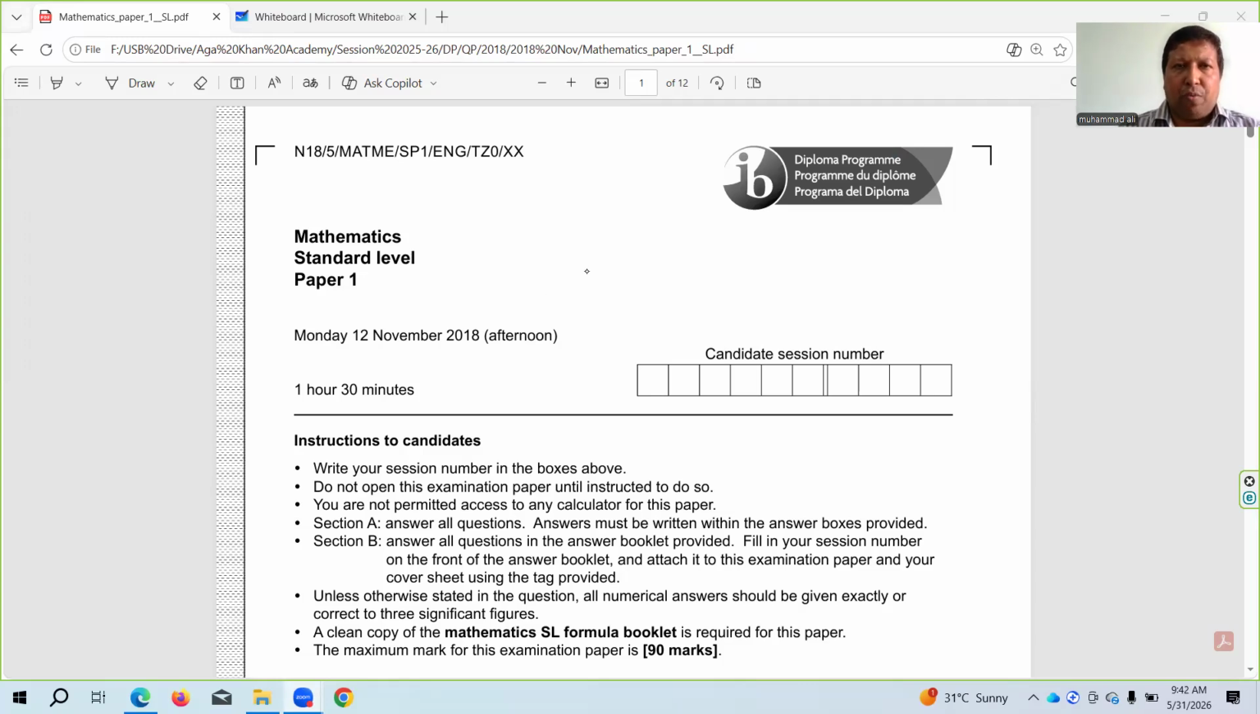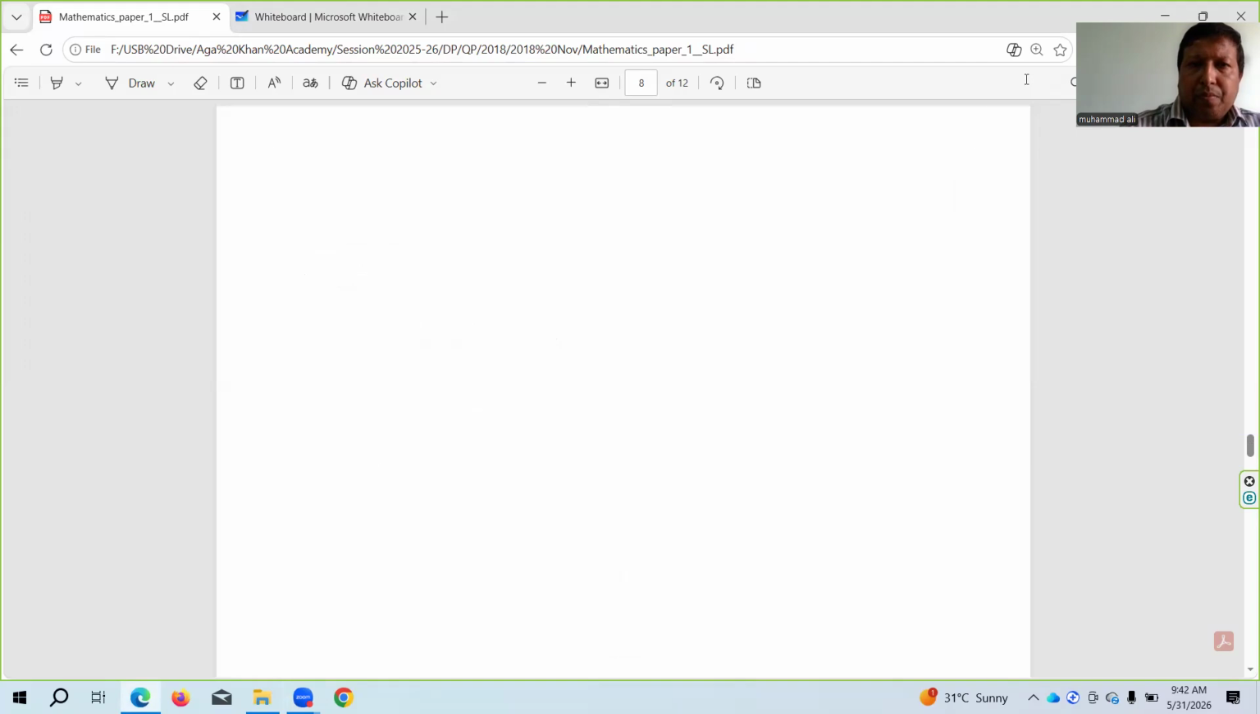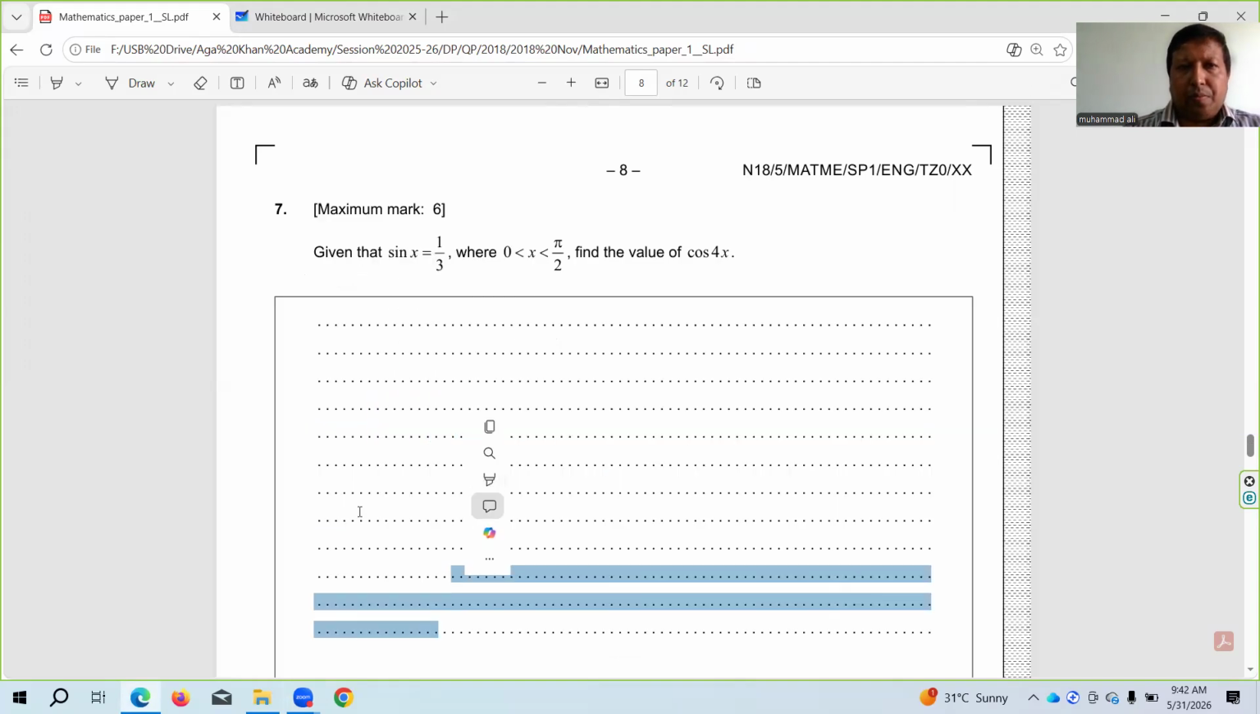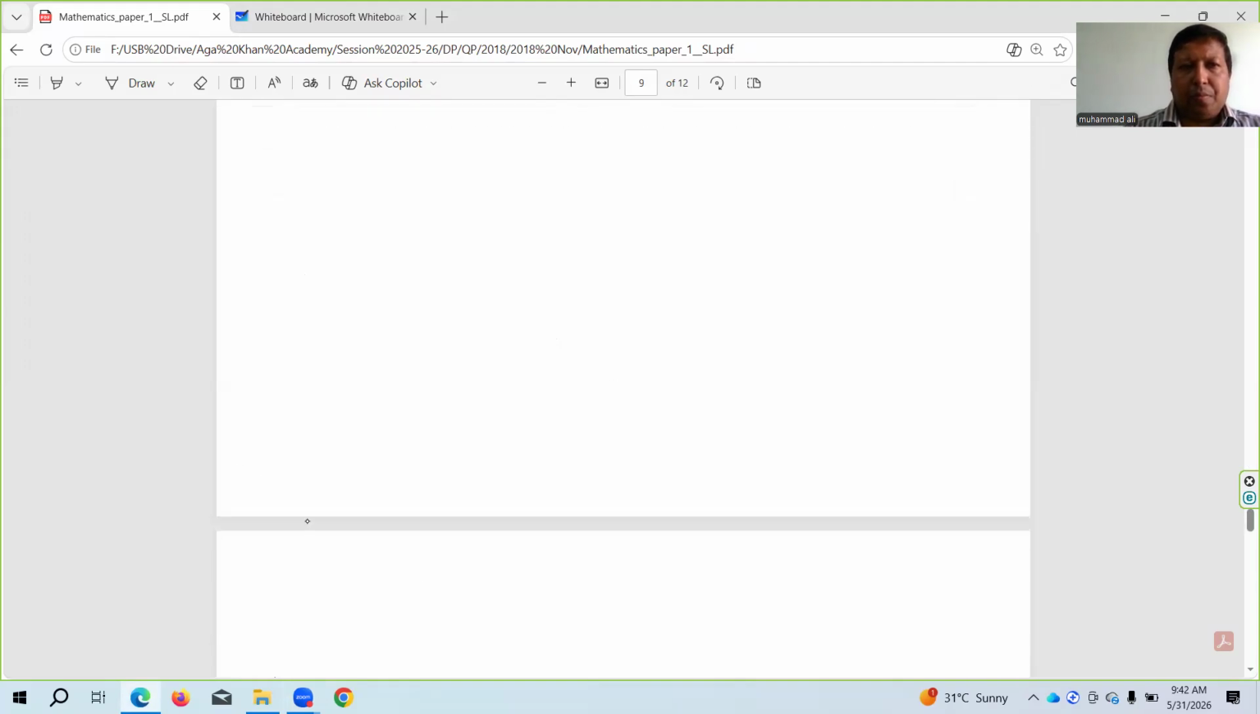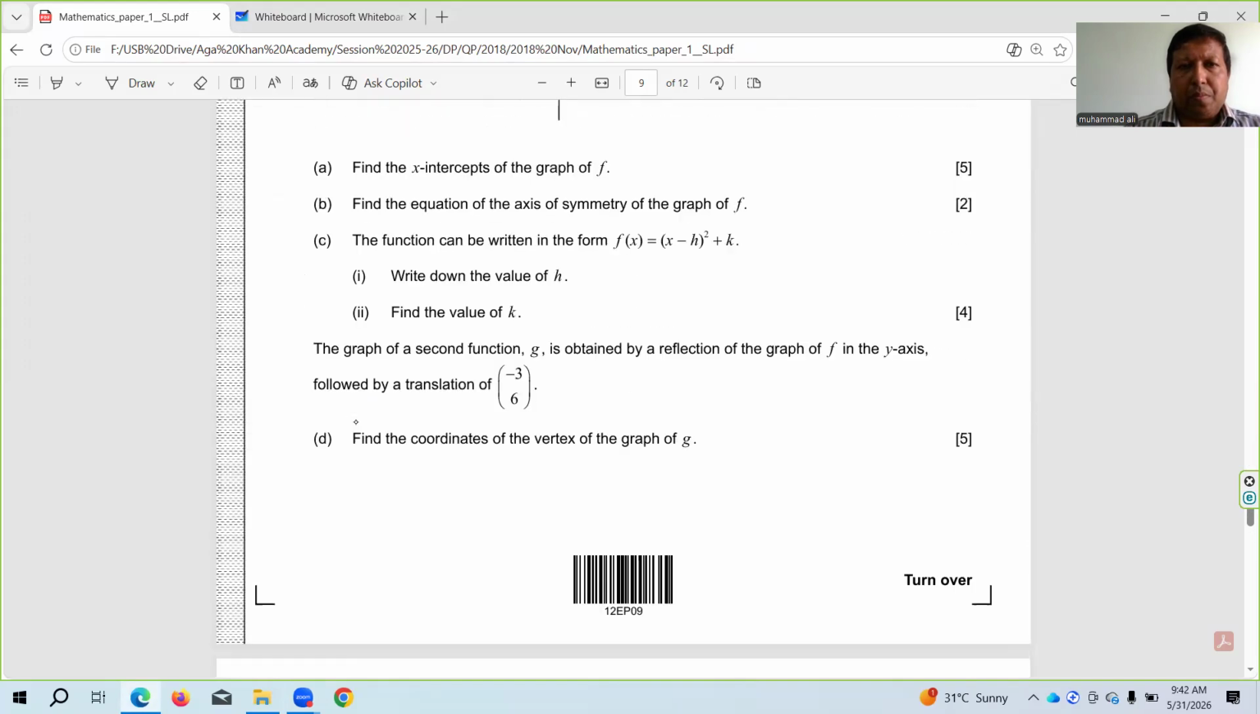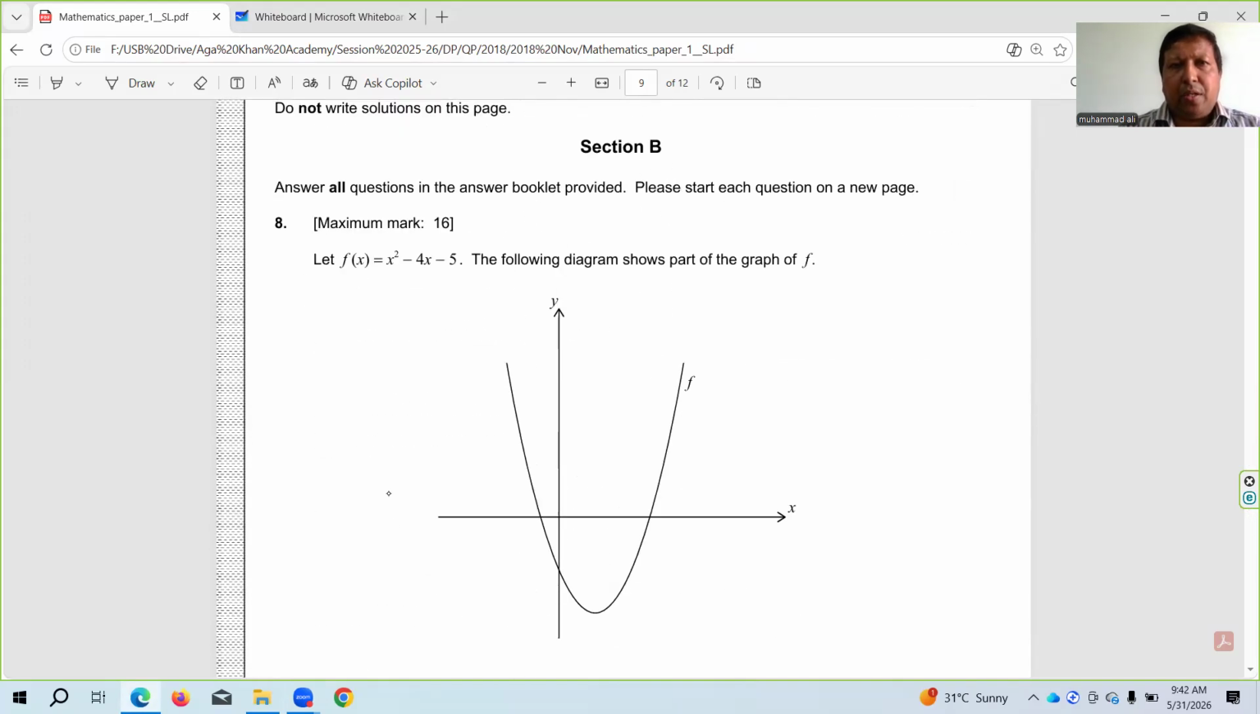Today we try to solve one question from Mathematics Standard Level, Paper 1, question number 8. This is a question for Section B. Answer all questions in the answer booklet provided. Please start each question on a new page.